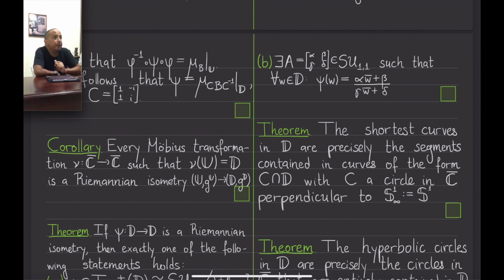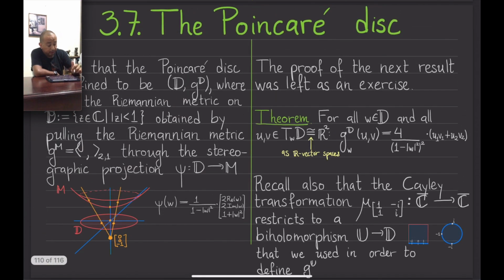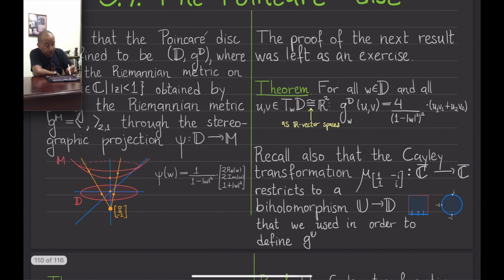Okay, now the next thing, a subtle point, which is: we used the Cayley transformation to pull, in order to provide you with a Riemannian metric. What we did was we used this very specific transformation that sends U to D bijectively to pull GD to define GU. Right? But of course, we can ask, okay, how about using another Mobius transformation, sending U to D bijectively?